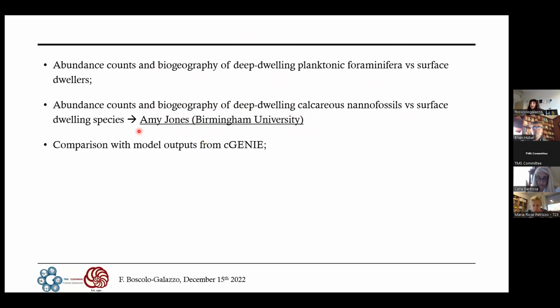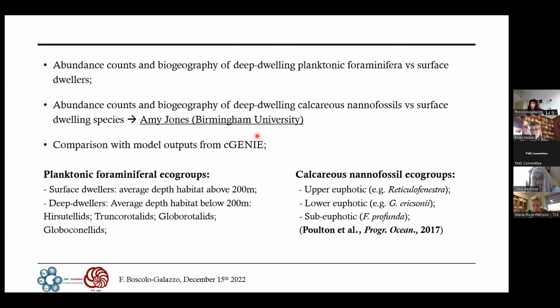And then eventually, I'm going to compare the abundance data with, again, model outputs from GENIE. So to compare planktonic foraminifera and calcareous nannofossil data, what we did was combining species into ecogroups based on depth habitat.